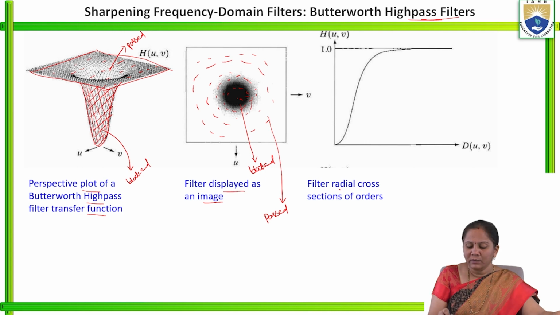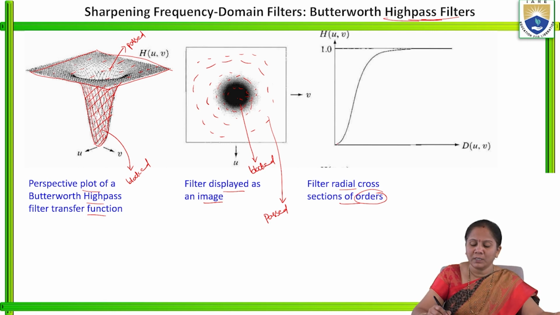Now coming to the filter radial cross section of orders. As we have seen, according to the Butterworth high pass filter transfer function, we have a variable n. n represents the order of the filter. Based on the order n, the filter transition will be changing. It may tend towards the ideal high pass filter, or it may tend towards the Gaussian high pass filter. So it depends on the order n.